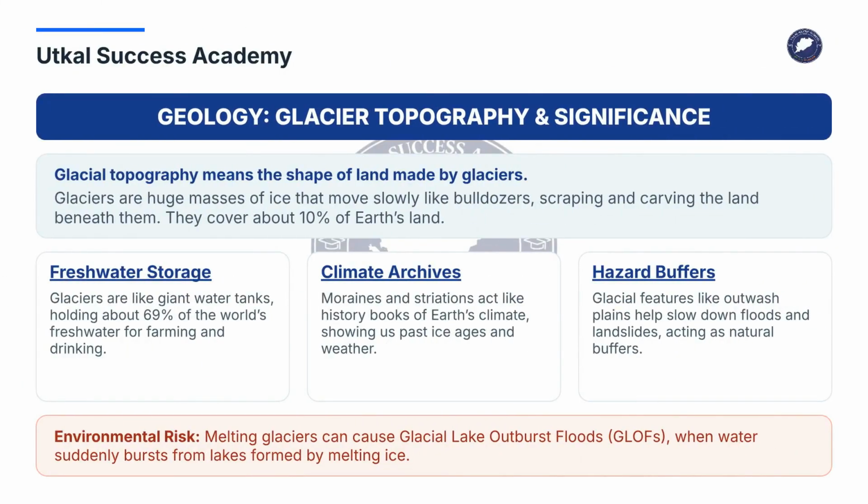Glacial topography is the land shape created by glaciers, which cover about 10% of Earth's land. Glaciers are crucial for freshwater storage and serve as climate archives. However, melting glaciers pose an environmental risk of glacial lake outburst floods, or GLOFs.